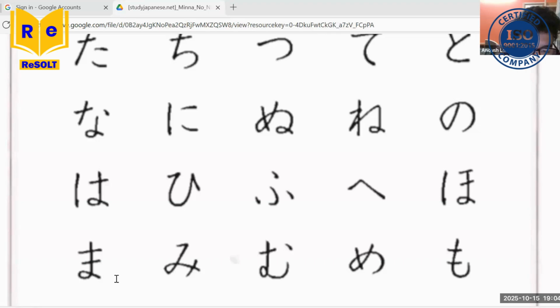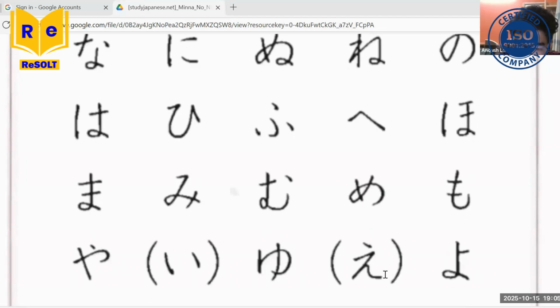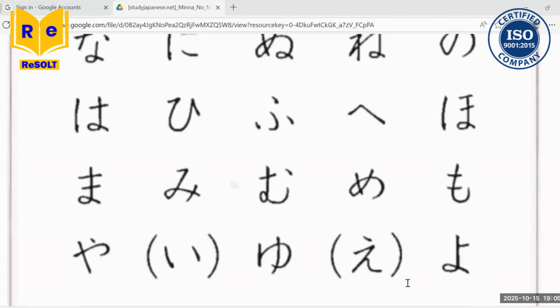Like this is Ma. Like this is Mi. No, it's Ma. M-A. Like Ma. Yes. Then it's Mi. Correct. Me. Then it is Mu. Yes. Correct. Then it is like Me. Yes. And then it is Mo. Correct. Yes. Very good. Then this line only has three letters, which is?